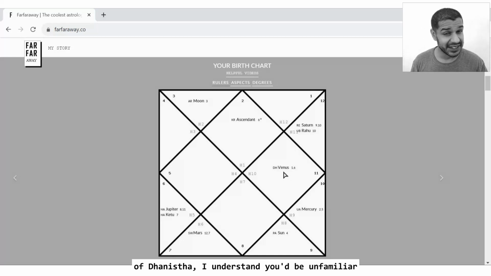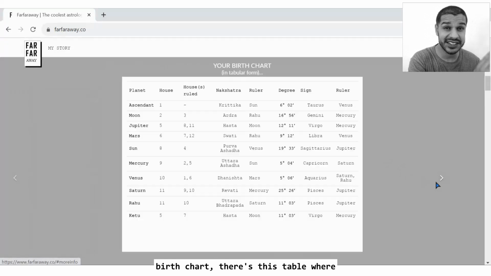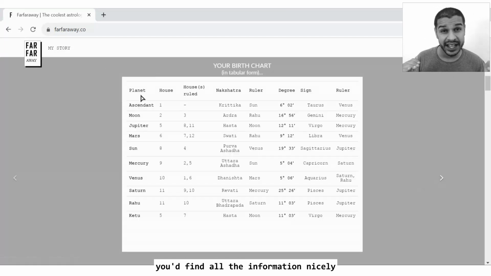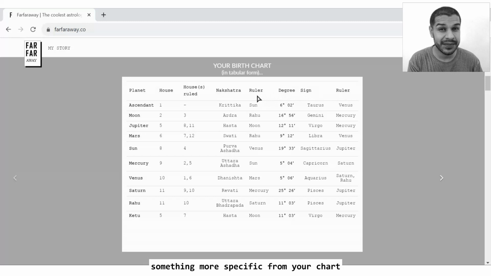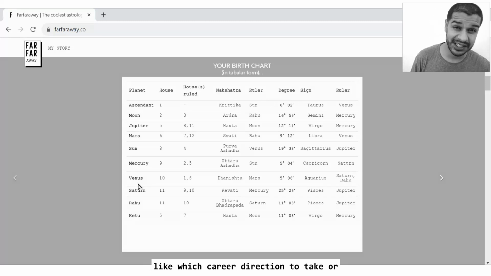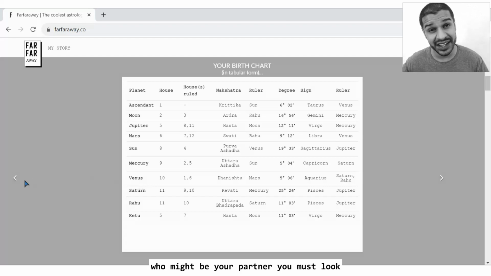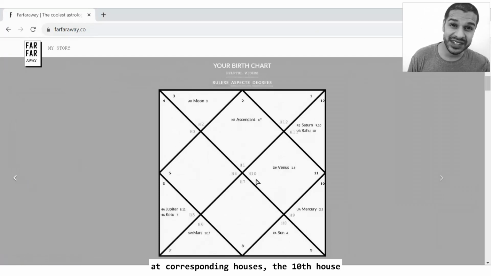I understand you would be unfamiliar with these short forms. So next to the birth chart, there's this table where you'd find all the information nicely put together: the planet, the house, the sign, the nakshatra, the sign ruler, the nakshatra ruler. So if you'd like to know something more specific from your chart, like which career direction to take or who might be your partner, you must look at corresponding houses.